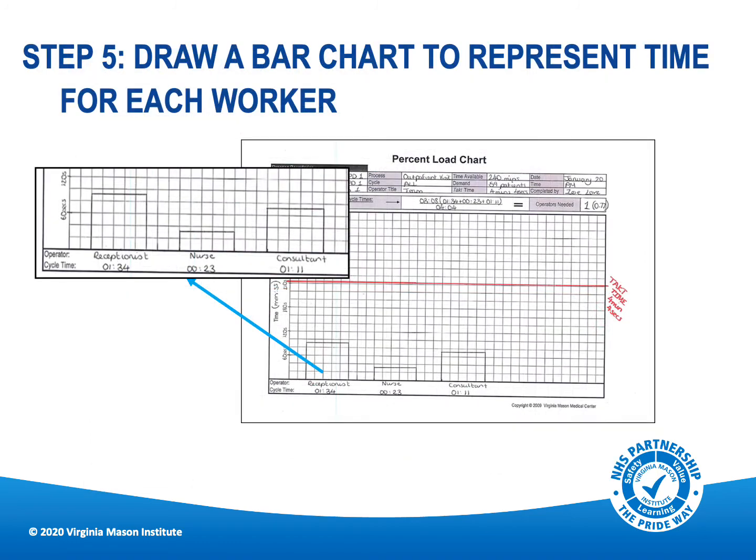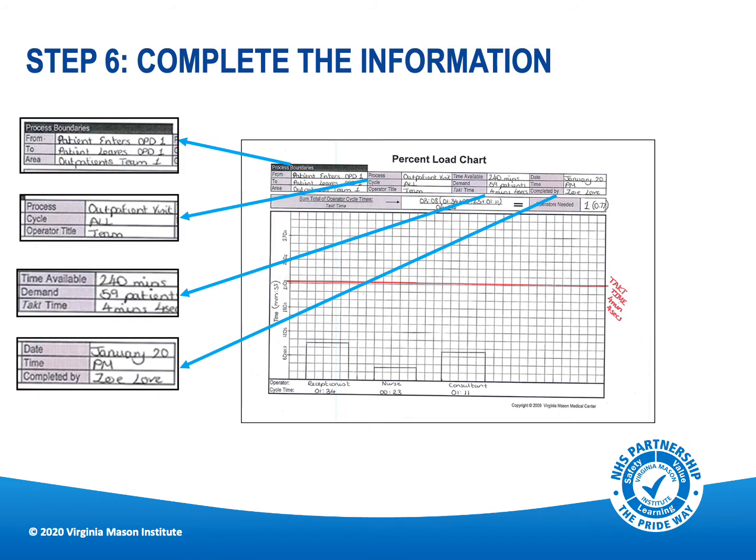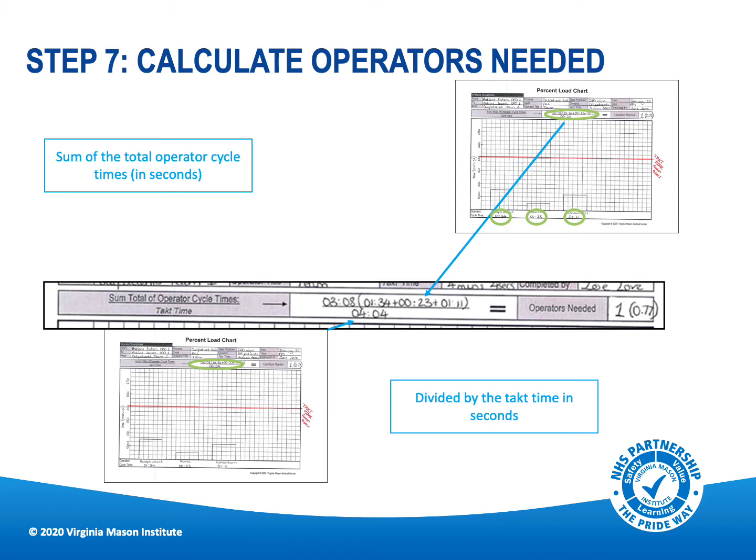At the bottom of the chart, you need to write out each operator's title, their cycle time, and draw the corresponding bars. Don't forget to fill out the information boxes at the top. Lastly, you need to calculate the number of operators needed by taking the total of the operator cycle times and dividing this by your TAKT time.